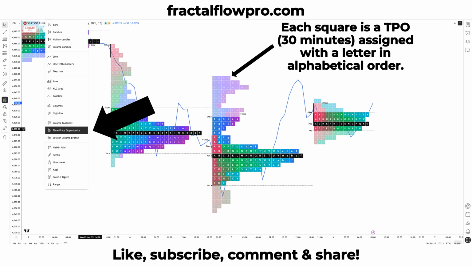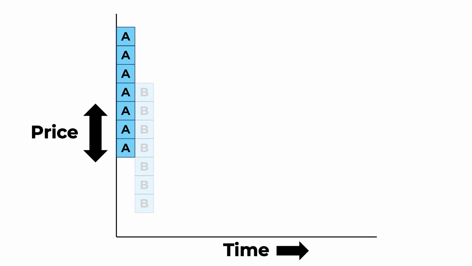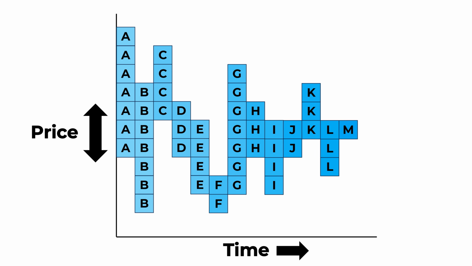So let's imagine a hypothetical profile. In the y-axis, we have price. In the x-axis, we have time, just like in the candlestick chart. During the first half hour assigned with the letter A, TPOs will appear highlighting the range of price movement of that half hour like so. In the second half hour, now assigned with the letter B, the same process occurs. As the trading session advances, we get more TPOs following the same logic. This is the rough profile, so to speak.